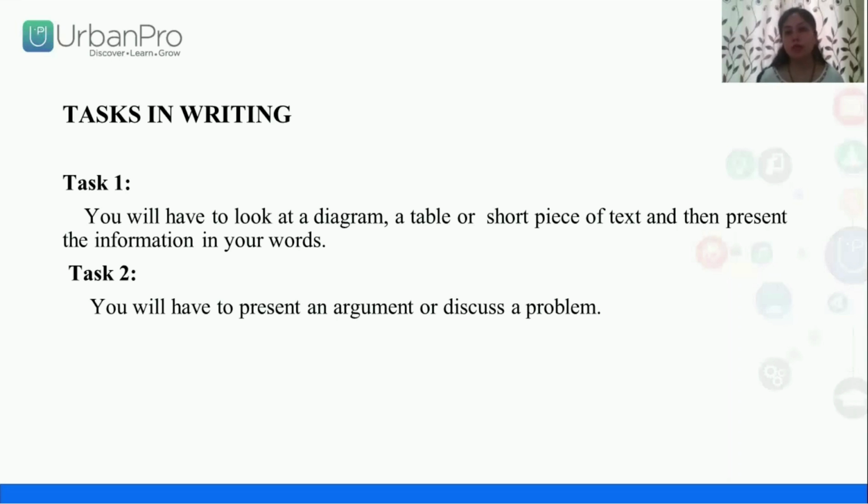Then I come to task two. For academic and general, task two is the same. It's essay writing, where you can give examples and support your argument with an example. In IELTS general and IELTS academic, task two is the same, but task one is different for academic and general.